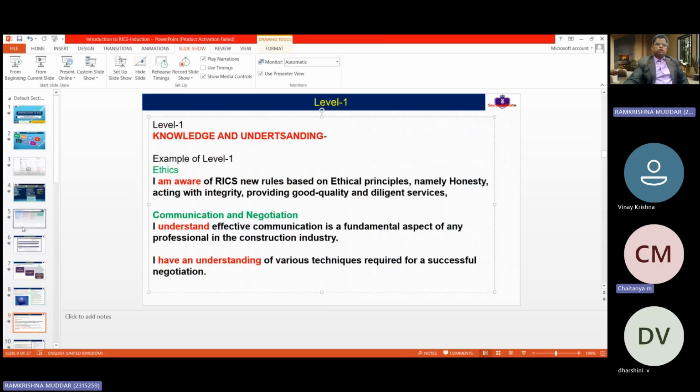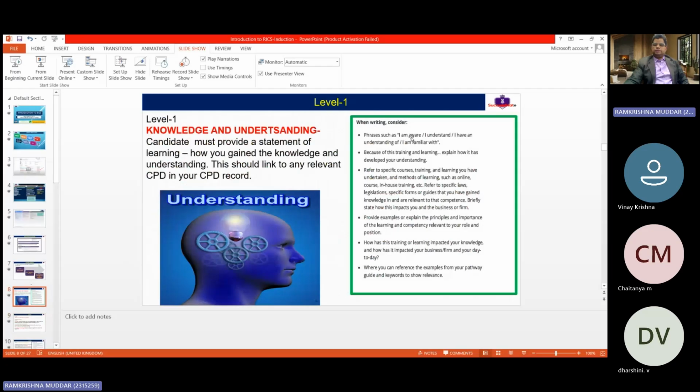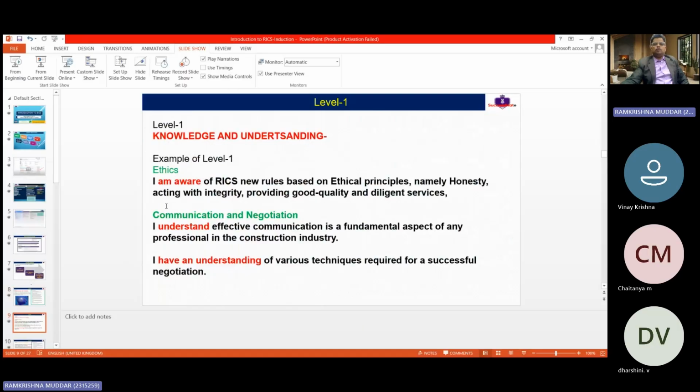Clear? So if you go to the guidance book, what RICS is telling is, you use phrases like I am aware. It is not mandatory to use, but they are giving some hint and support. They are telling, okay, when you are writing, you have to consider this. So if you see one of the examples, it is telling, I am aware of RICS. How did you become aware? Okay. Vinay, can you read this?